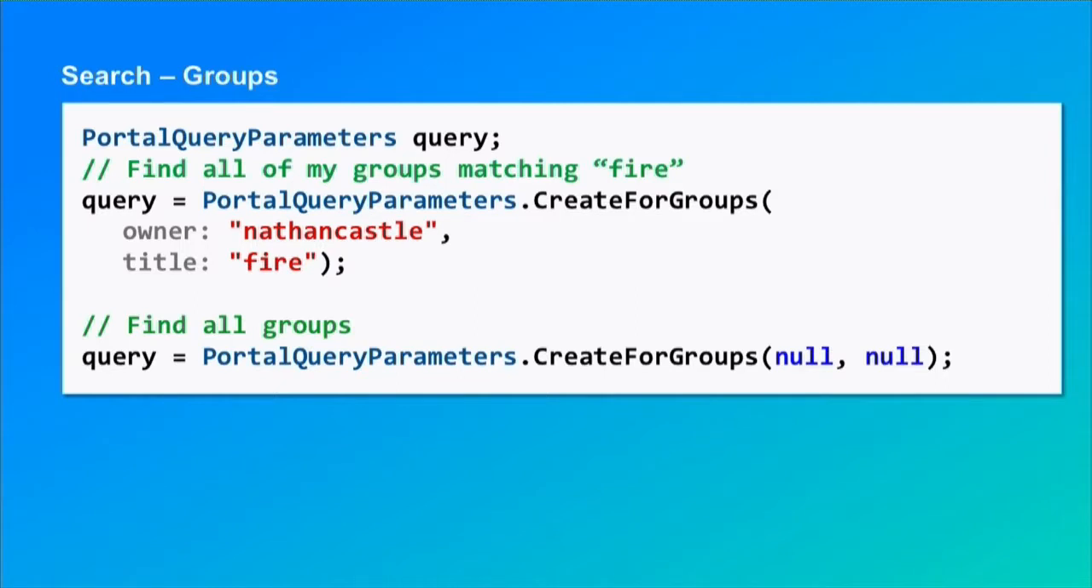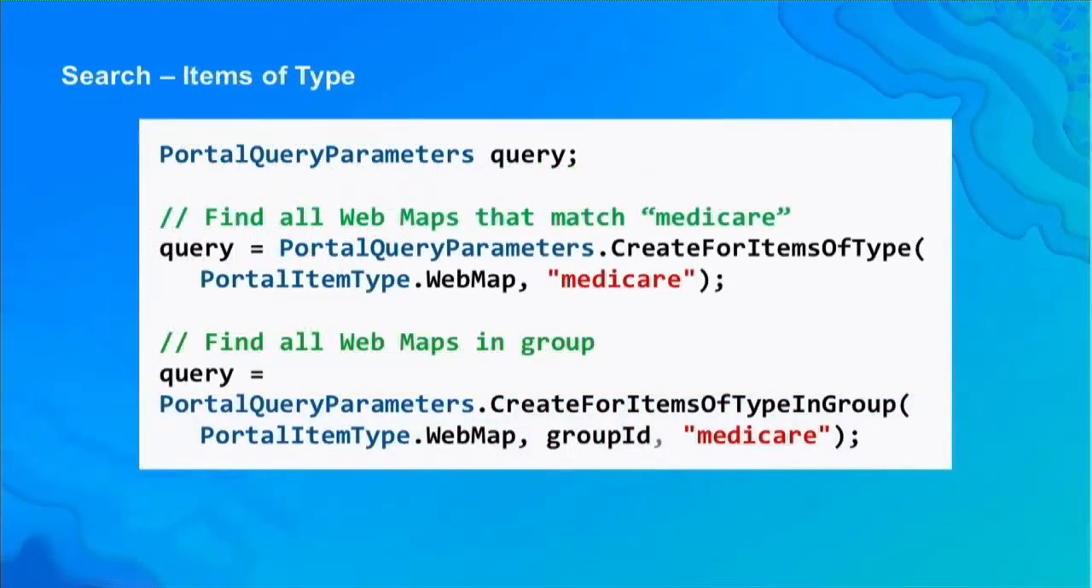Now, I didn't show this in the portal browser demo, but you can also query for all of the groups in a portal. You can search by owners, by titles. Again, this is one of those queries that's very easy, low effort in the runtime. Now, in the example of our demo, we only cared about web maps. And if you know you only care about a certain item type, you can make that query, which is really awesome. And there's a bunch of variations on this. So there's items of type in a group. There's items of type belonging to a certain user. In this case, items of type web map that match the query Medicare.